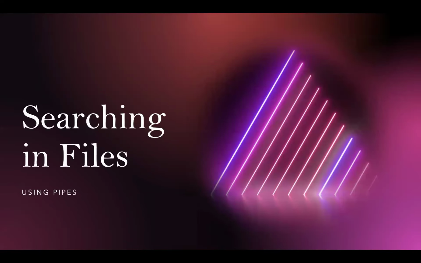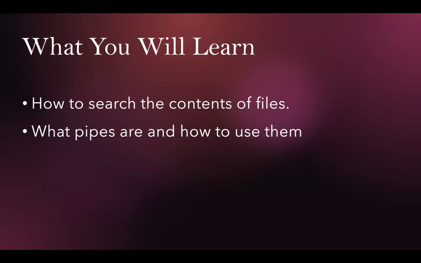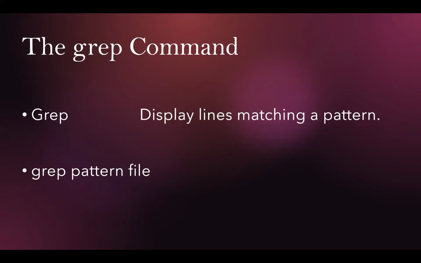In this lesson, we'll be covering how to search the contents of a file as well as what pipes are and how to use them. To look for text within a file, you can use the grep command. The format of the command is grep, space, the pattern or search term, followed by the file name that you are searching for the pattern in.